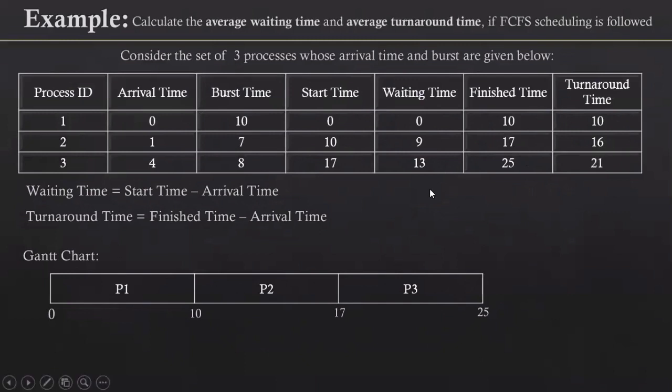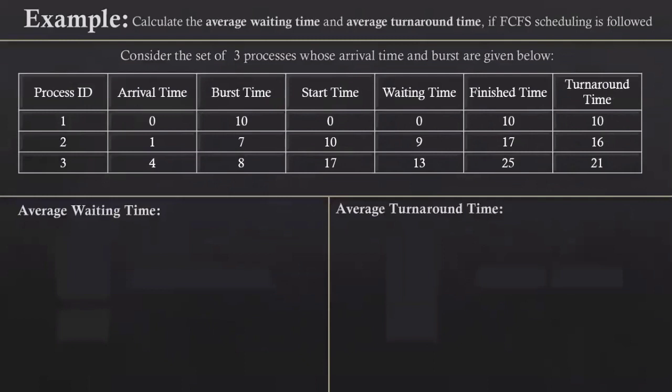Now that we have the waiting time and turnaround time, we can get the average waiting time and average turnaround time. The three waiting times are 0, 9, and 13. Let's add them first: 0 plus 9 plus 13 equals 22. As there are three processes, 22 divided by 3 equals 7.33. So the average waiting time is 7.33.